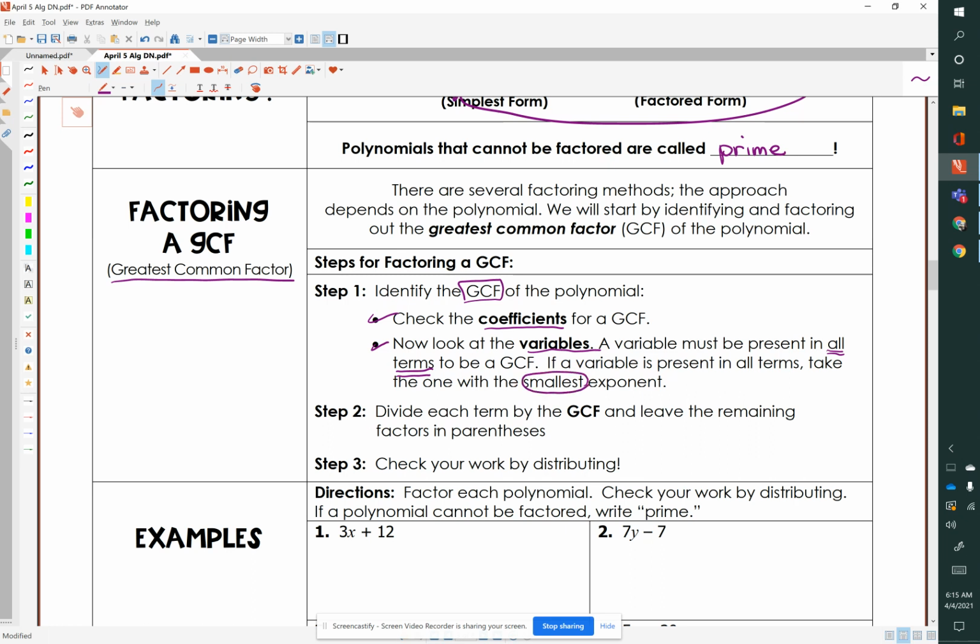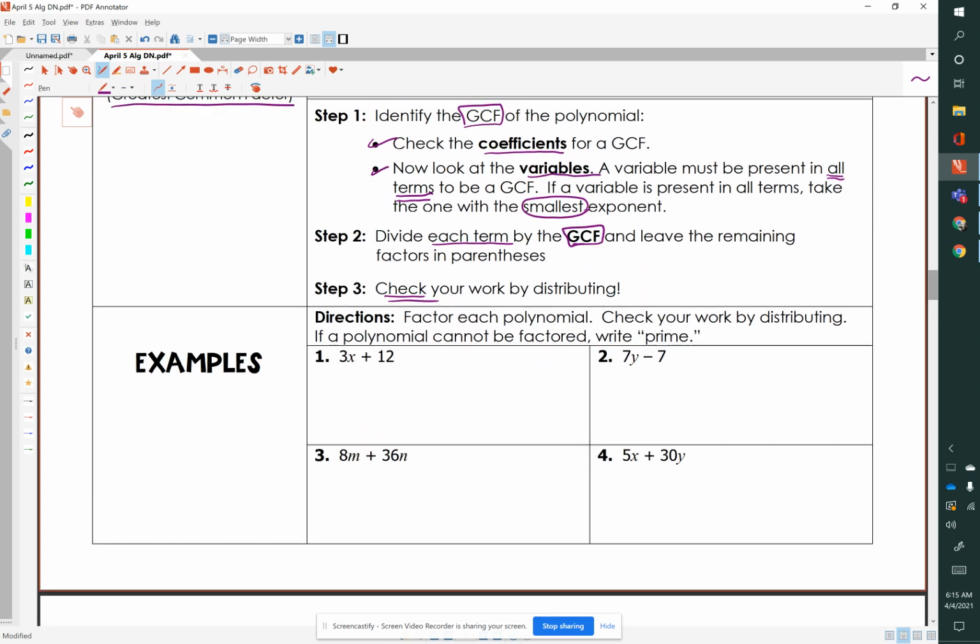Okay, step 2, divide each term by the greatest common factor and leave the remaining factors inside the parentheses. And then step 3, you can check your work by distributing, and then you'll know that you've done it correctly. So let's get started with a few of these, and let's see how you do. We'll do the first few together first.